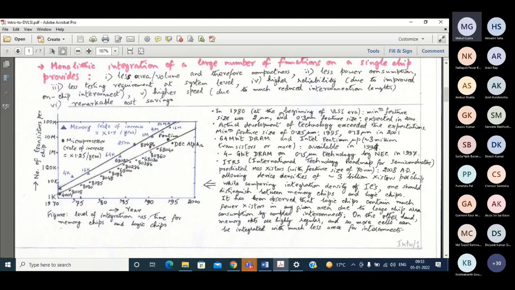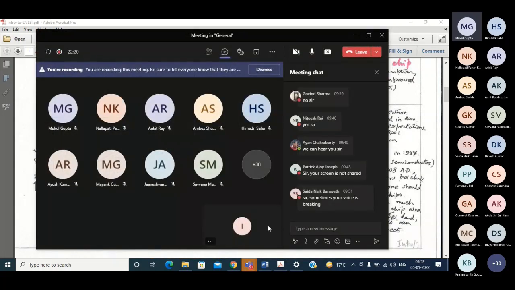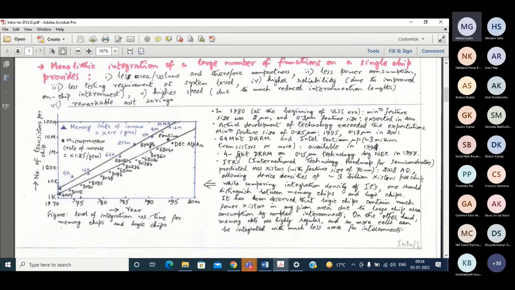So starting from 1980, you see the minimum feature size was 2 micrometers. Now, what do we mean by feature size? Can anybody tell me? Let us be in a friendly mood. Ankit, can you answer what you mean by feature size? Minimum channel length. Very good. So by feature size, normally we understand, at the level of transistors, say a MOS transistor, for example, the minimum channel length, the channel width.